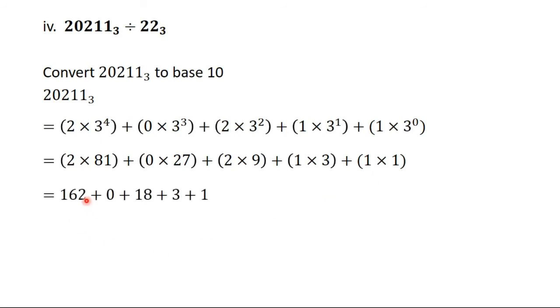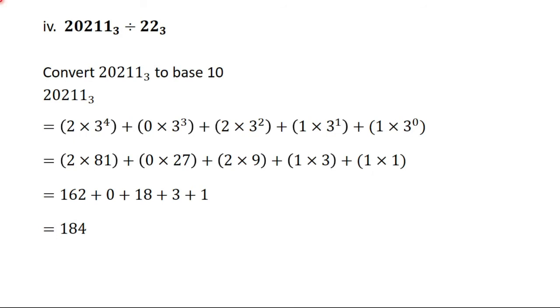Any number exponent 0 is 1. So we now have 2 times 81 will give us 162. 0 times 27 will give us 0, since any number times 0 is 0. 2 times 9 will give us 18, plus 1 times 3 will give us 3. Any number times 1 is the same number. 1 times 1 will give us 1. So we add everything here and we are getting 184.